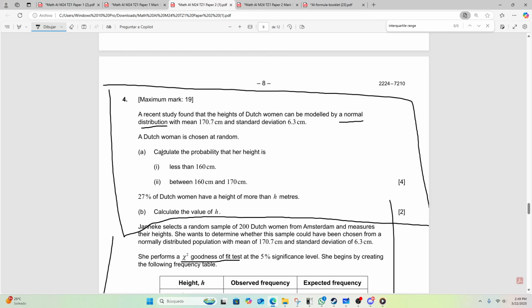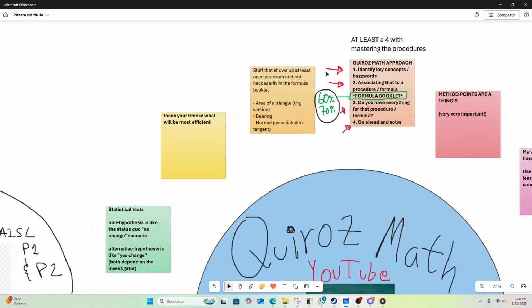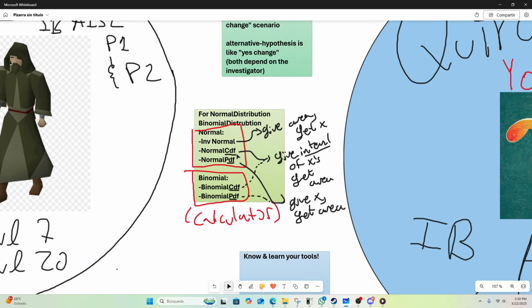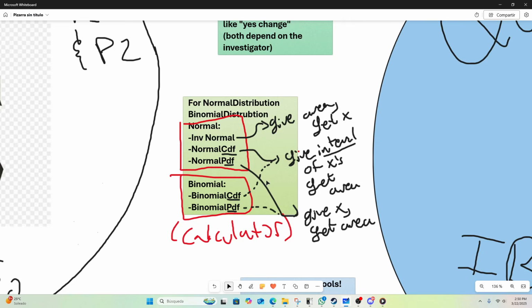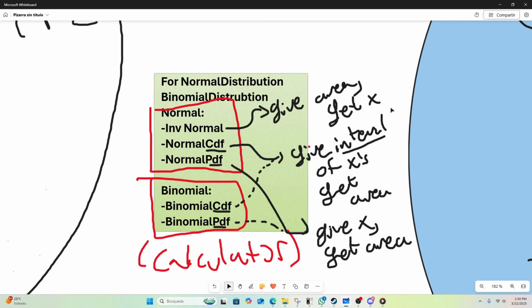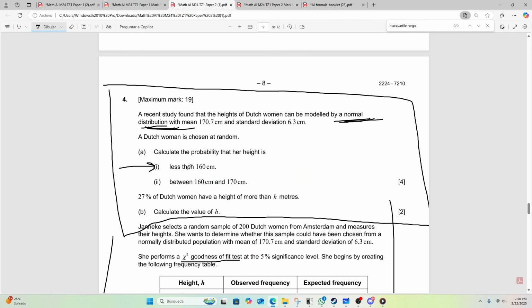For number 4 here we have normal distribution. The moment you talk about normal distribution, you should already be thinking about inverse normal, CDF, and PDF. So learning these well will help you solve normal distribution easily. Look, even with what I just told you, that inverse normal is give area, get x, while the CDF is give interval of x's and get an area. Here you can see less than 160, so that is give an x, get an area, which is the same as probability. I should mention that area is probability in this context.